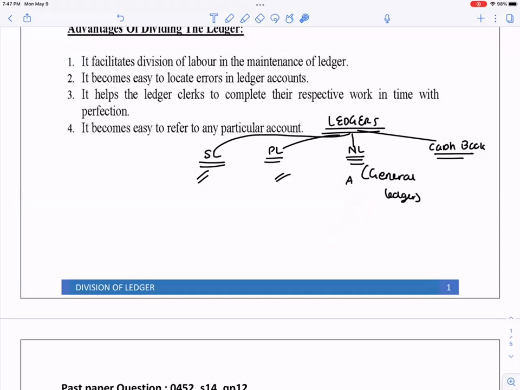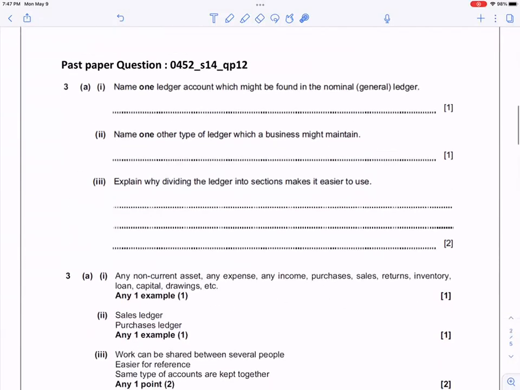Purchase account will come in which ledger? Nominal ledger. Cash account would come in which ledger? Cash book. Bad debts account would come in which ledger? Nominal ledger.